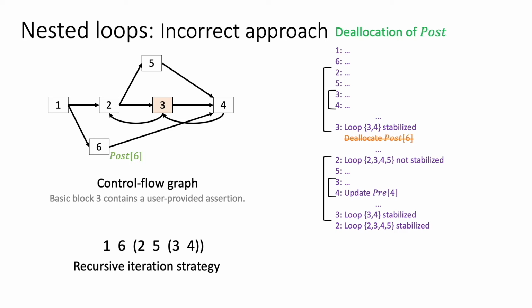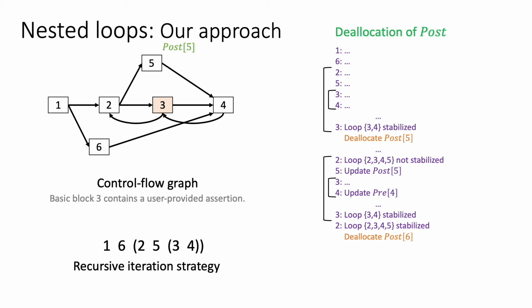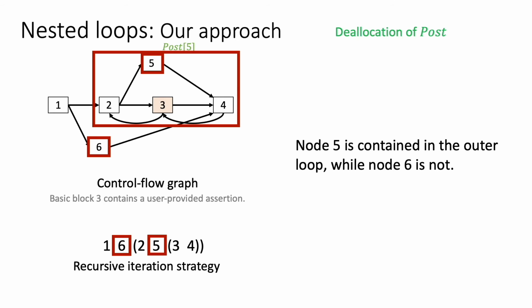With this change, the deallocation of post 6 can no longer be performed after the stabilization of the inner loop. We cannot know how many times pre-4 will be updated. Therefore, we must wait until the outer loop stabilizes. This is in contrast with the deallocation of post 5, since post 5 can be deallocated after the stabilization of the inner loop 3-4. This is because post 5 is generated in each iteration over the outer loop. The difference comes from the fact that node 5 is contained in the outer loop, while node 6 isn't.